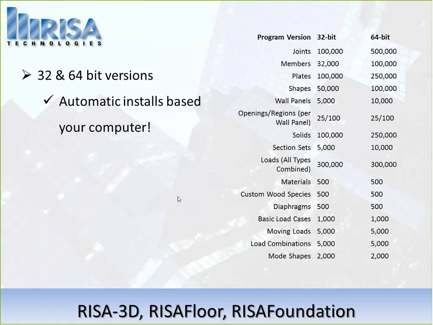It's all automatic, but it opens things up for folks who have 64-bit machines. If we look at the comparison of the limits of the program, for a 32-bit machine your joints are at 100,000, but with 64-bit we're getting up to 500,000. Same thing for members and plates. All of the limitations on how many members or plates you can create get bumped up significantly higher when you go to 64-bit.